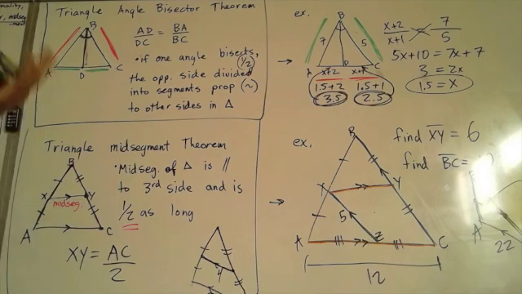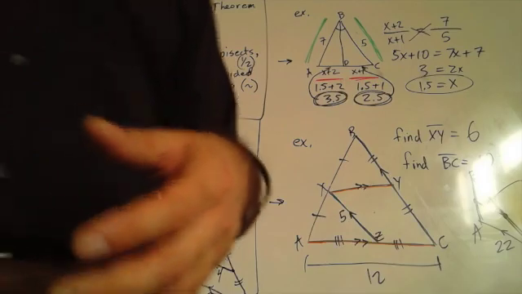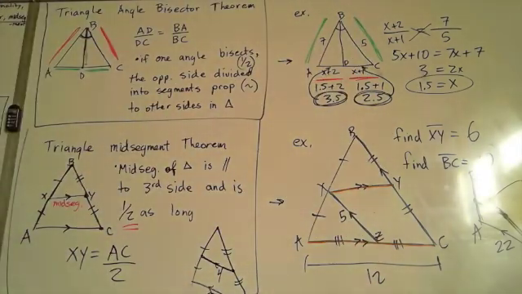Again, if the mid segment of the last problem, with 22 as the third leg, had an expression, say x plus 2, then all I would do is multiply x plus 2 by 2, and that equals 22.